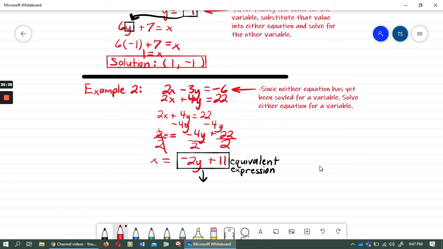And we know that the other equation is 2x minus 3y equals -6. So we need to plug this equivalent expression into this equation for that variable. Alright, so we need to do that and plug that in there.